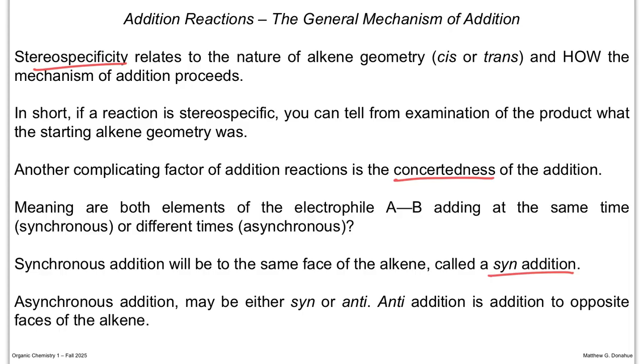Getting further down the engineering flow chart here, the alternative, asynchronous additions, can be syn or anti. So there's always this little asterisk with these things, and it's not clear cut. Anti-addition means one element added to the top face, and the other one swung around and added to the bottom face. So that's an anti-addition. When we go through this, keep in mind: how do you prove these things? What are the instrumental methods? The syn and the anti really relate back to NMR, specifically proton NMR and Newman projections.